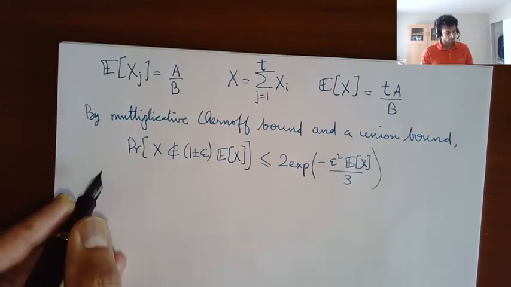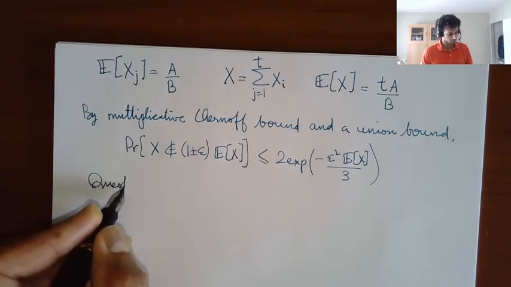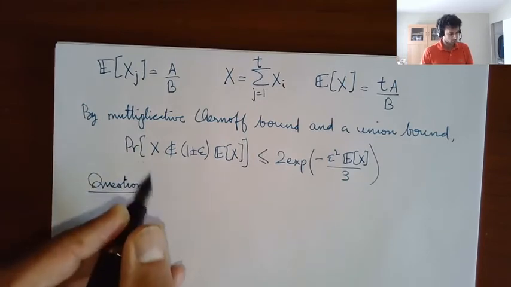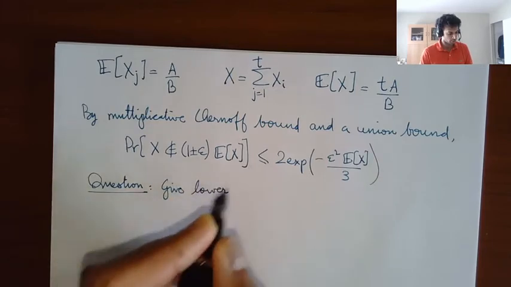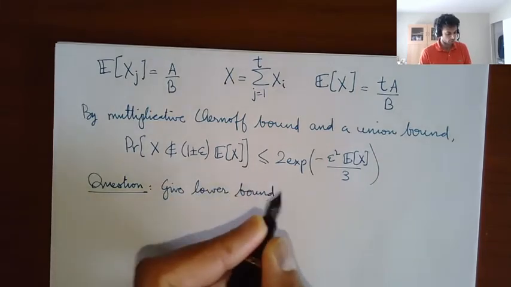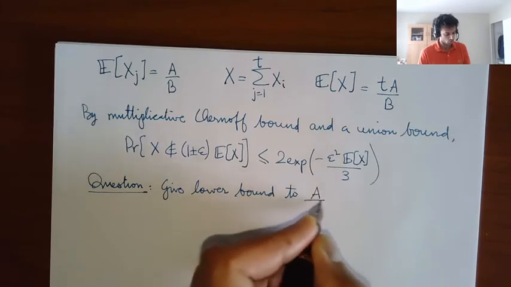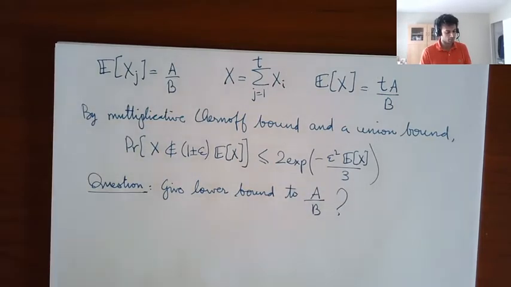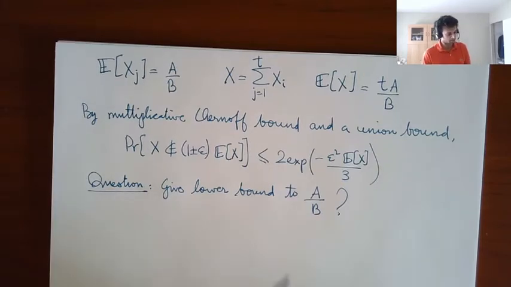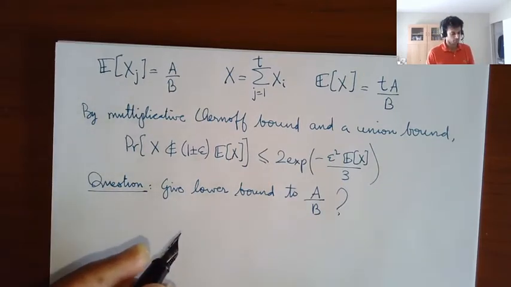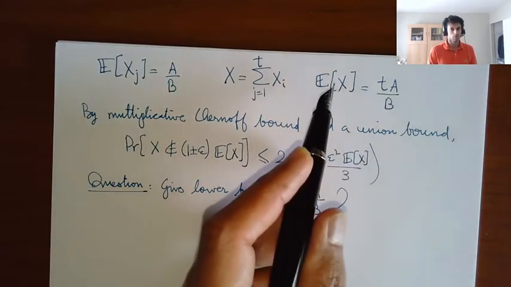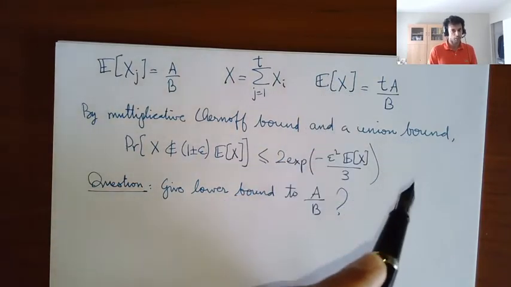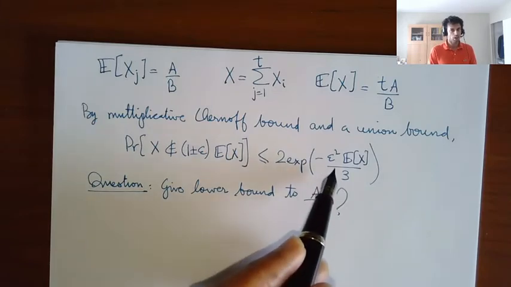So now here's my question. Give a non-trivial lower bound to A divided by B. What is the worst that A divided by B can be? Any thoughts? Because you need a lower bound on the expectation to get an upper bound over here.